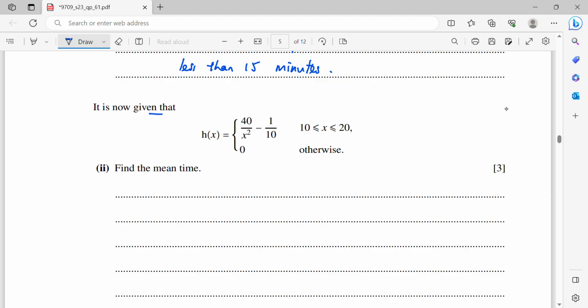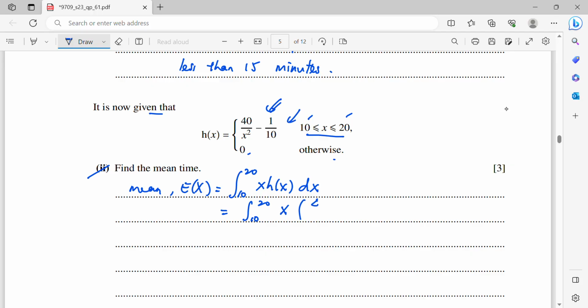Okay, so that's the explanation. Now it's given that h(x) is this function defined from 10 to 20, inclusive of both, and h(x) equals 0 otherwise. Otherwise means other x values. Find the mean time. The mean is the same as the expected value E(X). So the expected value is the integral of x h(x) with respect to x, where x is defined from 10 to 20. So now I will get the integral from 10 to 20 of x multiplied with these two terms, 40 over x squared minus 1 over 10.